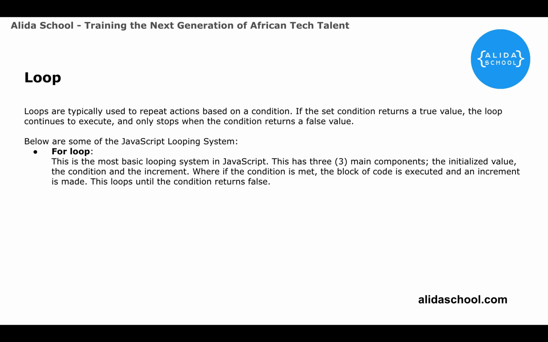Number 1, the for loop. This is the most basic looping system in JavaScript, as it has three main components: the initialized value, the condition, and the increment. If the condition is met, the block of code is executed and an increment is made. This loops until the condition returns false.